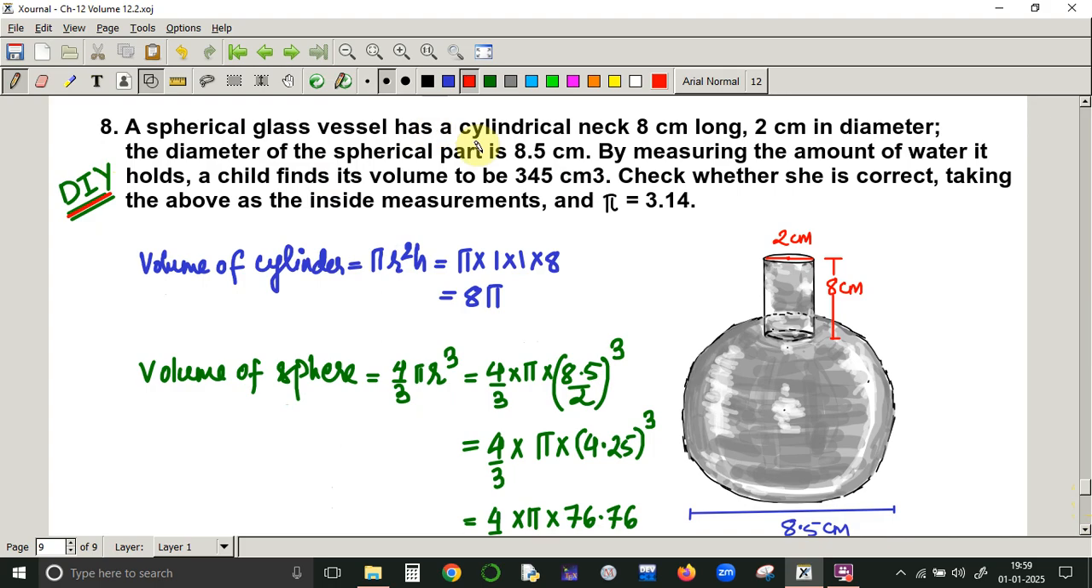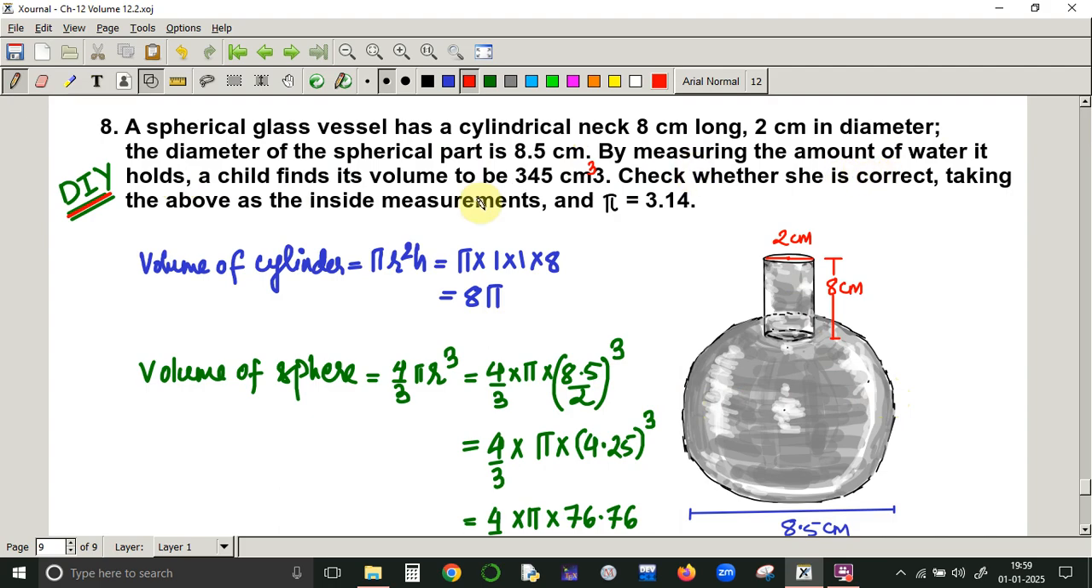A spherical glass vessel has a cylindrical neck, 8 centimeter long. The height is 8 centimeter. 2 centimeter is the diameter, so 1 centimeter is the radius. And the diameter of the spherical part is 8.5. So the diameter from here till here is 8.5 centimeter. By measuring the amount of water it holds, a child finds its volume to be 345 centimeter cube. Check whether he or she is correct.